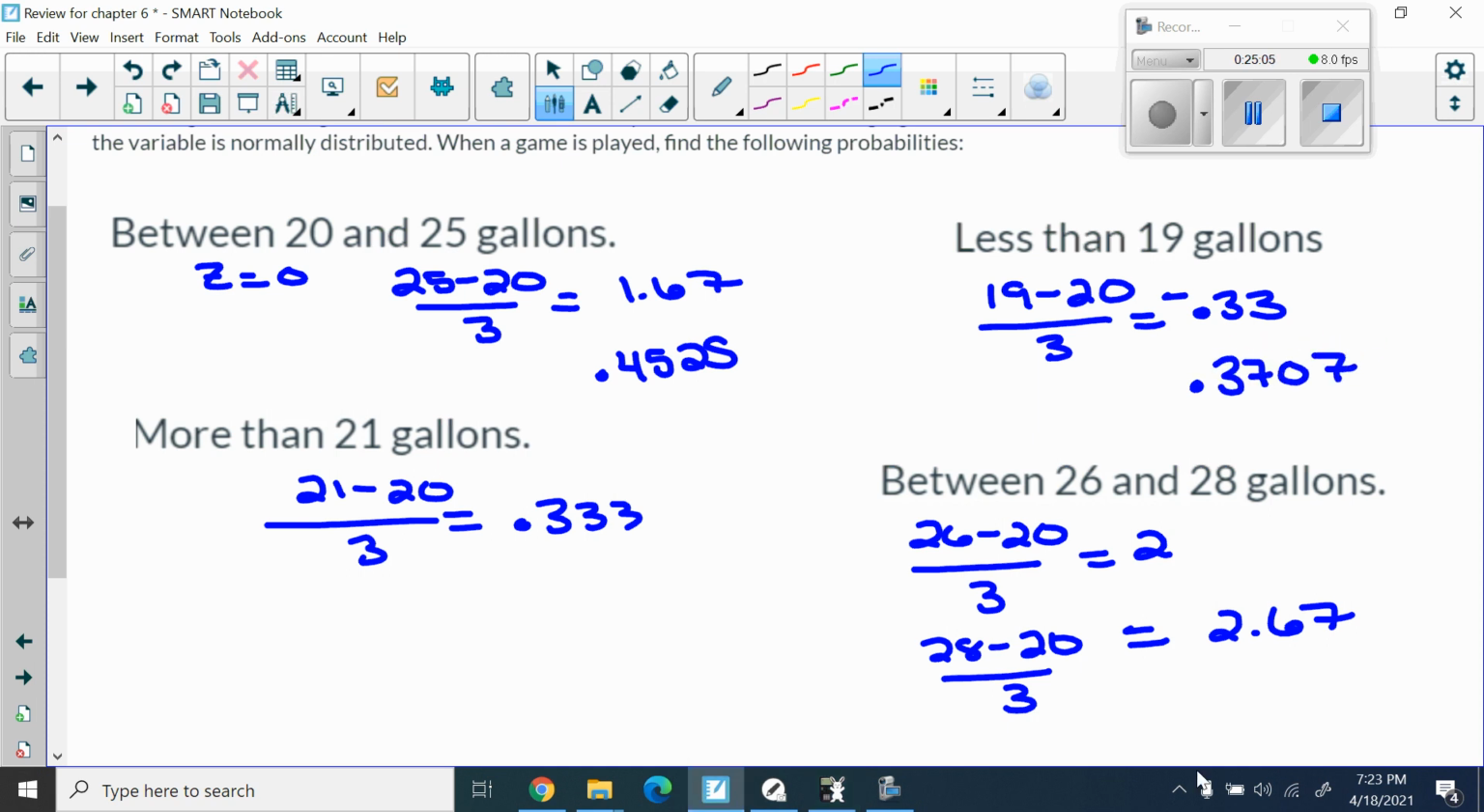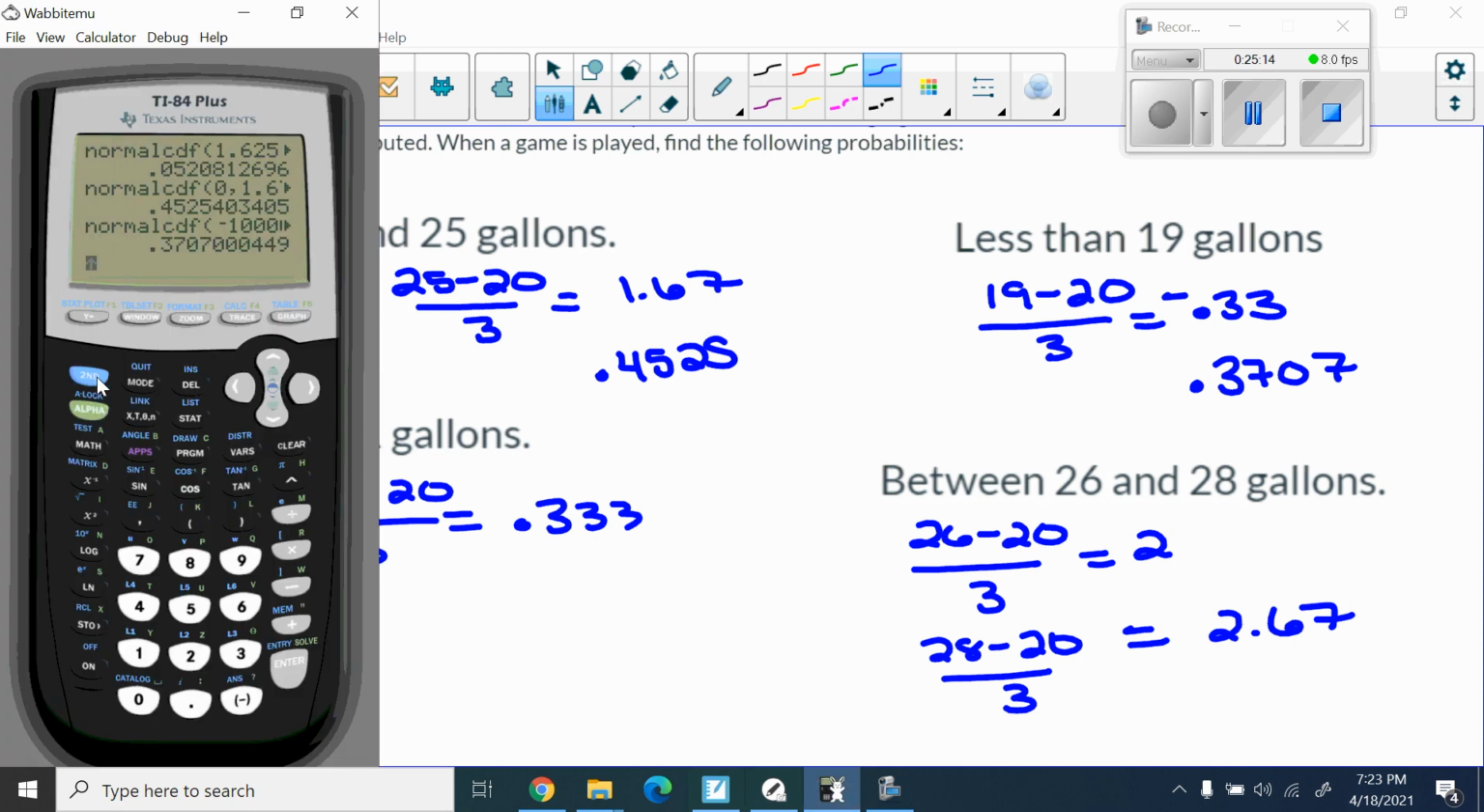And then what about more than 21 gallons? These two should be pretty darn similar. So let's try that. So second VARS. Now here we're doing more than, right? So our lower bound is a positive 0.33, right? And then our upper bound is going to be your 10,000. And I get 0.3707.